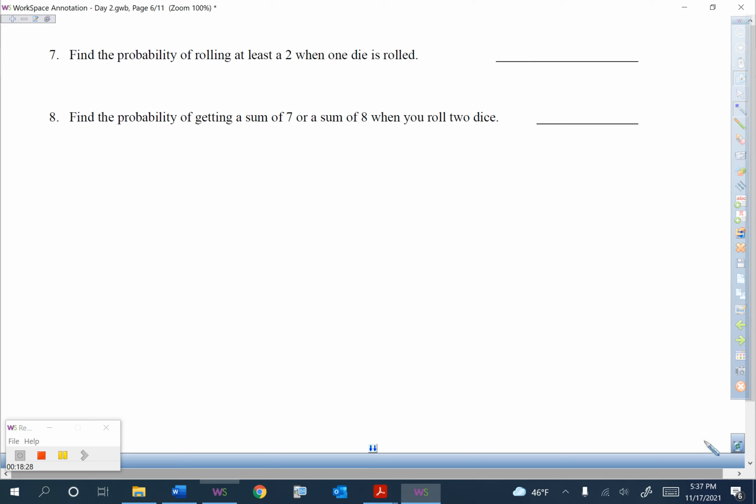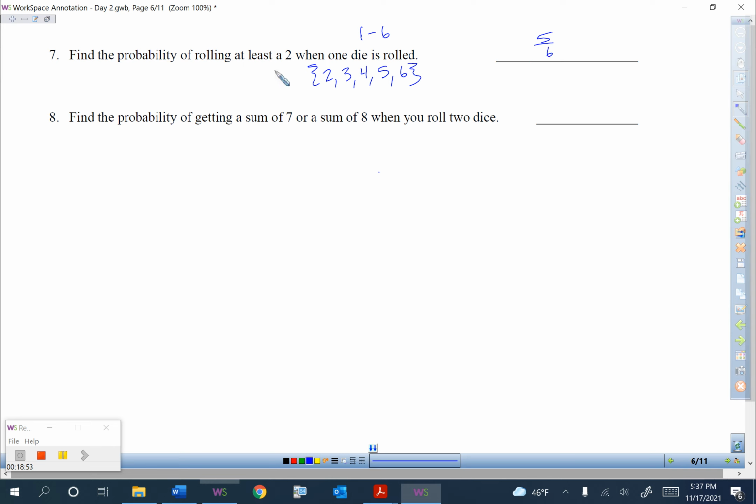Alright, a couple of probability problems here. The first one deals with complements in a way. It says find the probability of rolling at least a 2 when one die is rolled. When we're talking about one die, the sides are 1 through 6, so at least a 2 would be 2, 3, 4, 5, 6. That's 5 outcomes over 6.